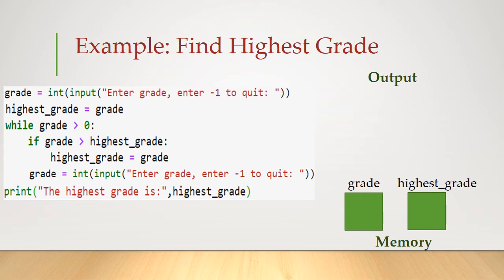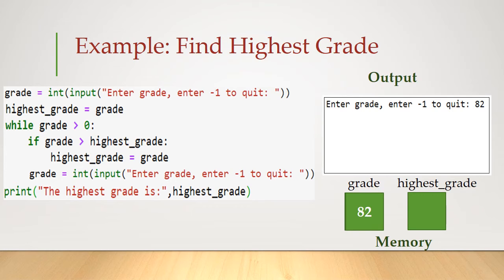Here is a Python program that determines the highest grade out of a group of grades entered by the user. The first statement in this program asks the user to enter a grade. It converts it to an int, and that grade is assigned to the memory location grade. In our example, the user enters an 82. Next, we're going to assign grade to the memory location highest grade. So initially, highest grade is the first grade entered by the user.